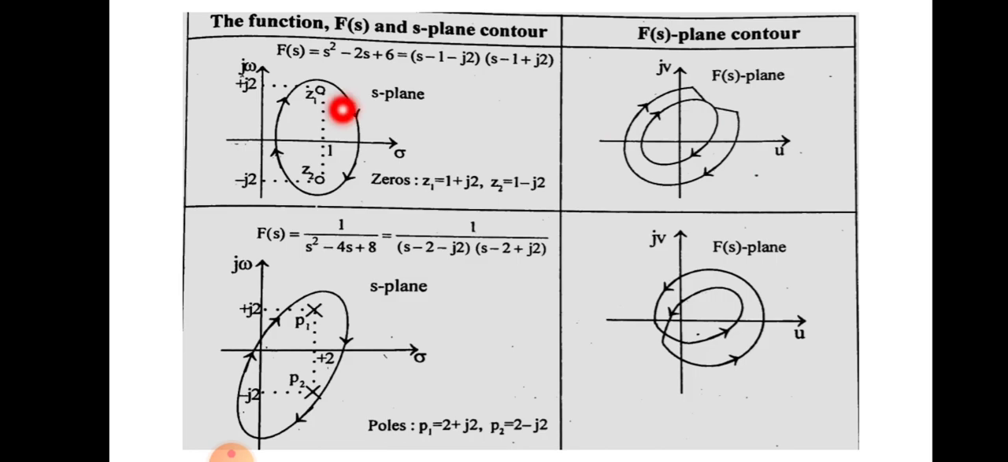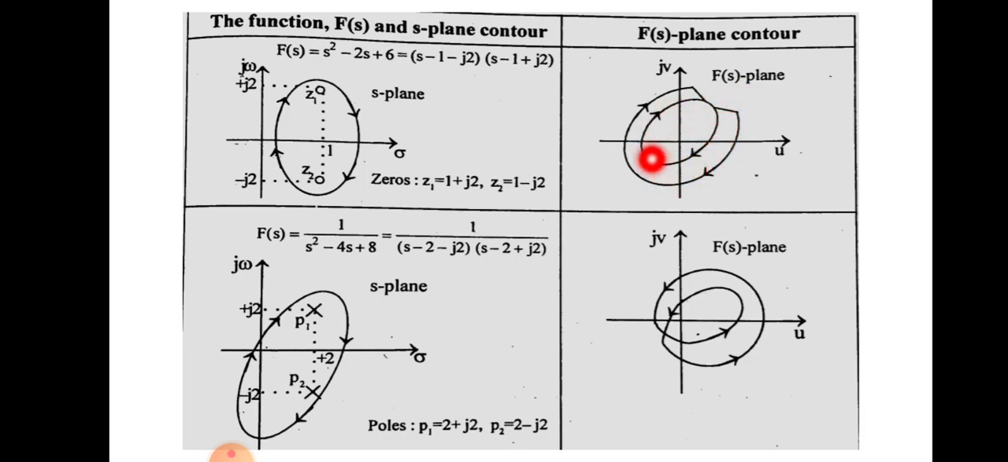Here you can see that there are 2 zeros in the right half of the s plane, and this s plane contour encloses 2 zeros. So the f of s plane contour will encircle the origin. If it encloses 2 zeros, then this f of s plane contour encircles the origin 2 times in the clockwise direction. That is shown here.